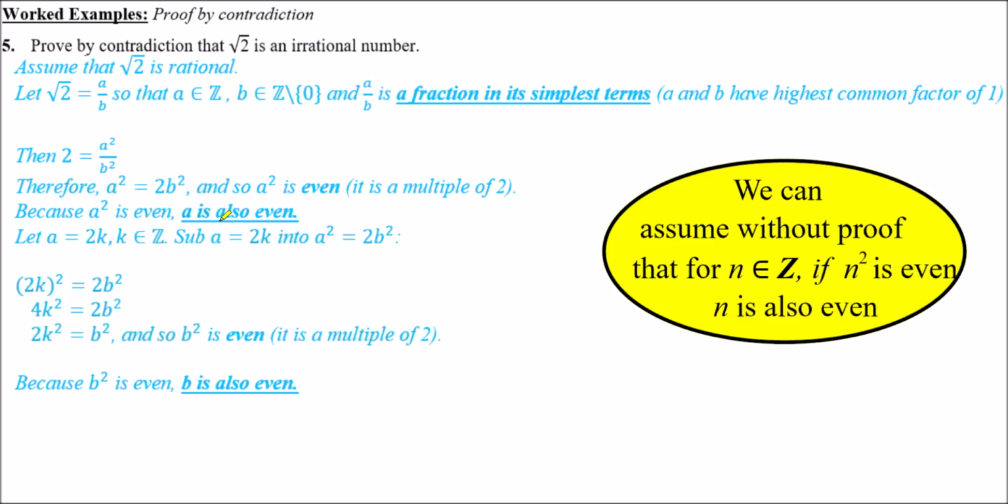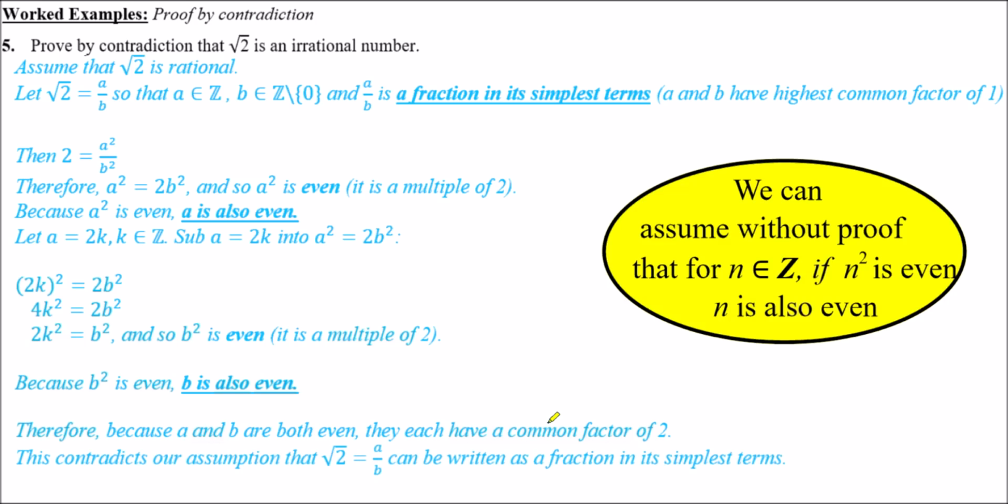So we've shown that both a is even and b is even. But think of this, if you have a fraction which is an even number over another even number, that's not a fully simplified fraction. So because a and b are both even, they've got a common factor of 2. And that contradicts our assumption that root 2 equaling a over b can be written as a fraction in its simplest terms.